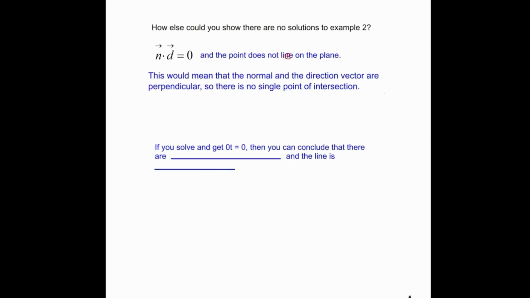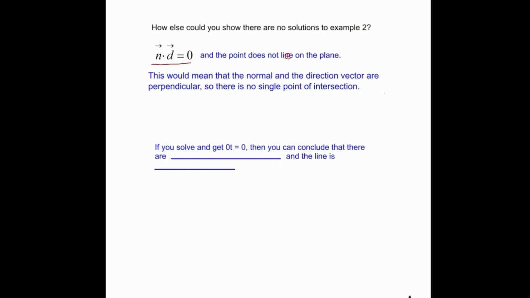So here's another way that we could show that there is really no solution from example 2. If we use our dot product and we get that the dot product of the normal dotted with the direction vector equals 0, and we've already tested to know that the point does not lie on the plane, that would mean that the normal and the direction vector are perpendicular. So there's no single point of intersection.